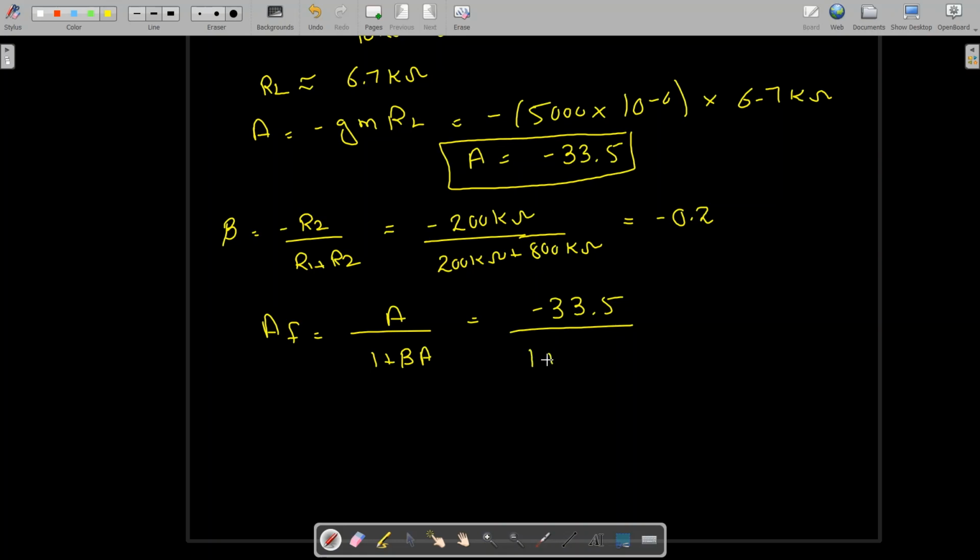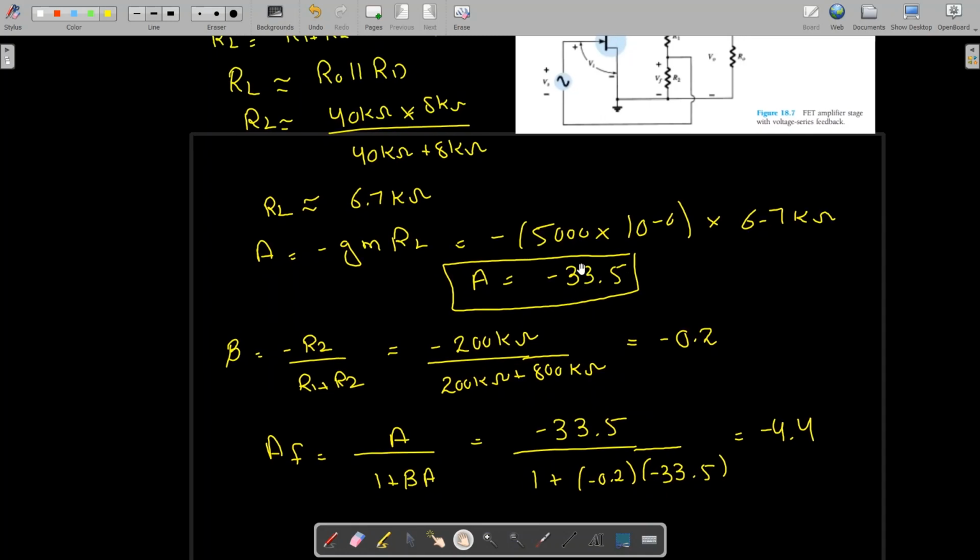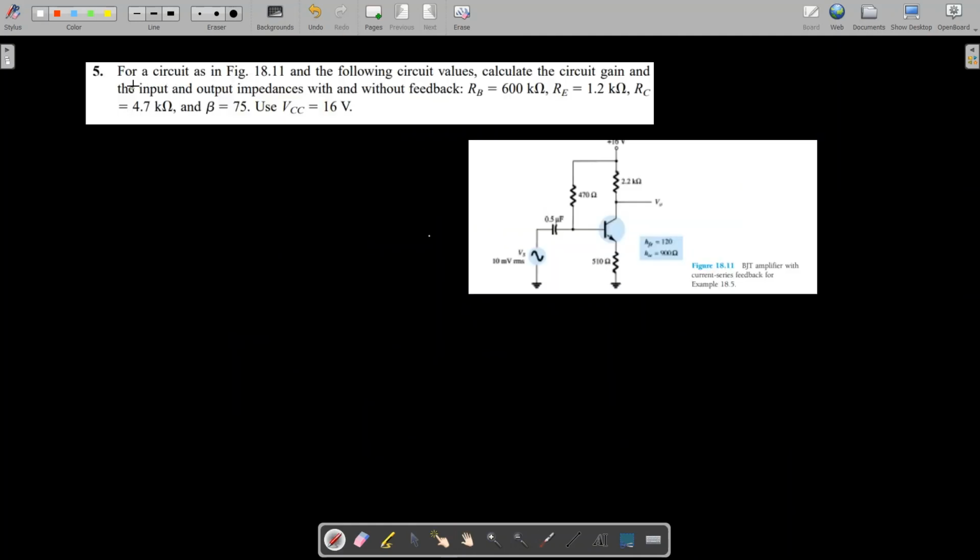The beta is also being found out, which is minus 0.2. So we need to solve this, and when we solve this we get minus 4.4. So this is the gain with feedback for this FET amplifier, and the gain without feedback was minus 33.5, and the gain with feedback is minus 4.4. Okay, next is problem number 5.